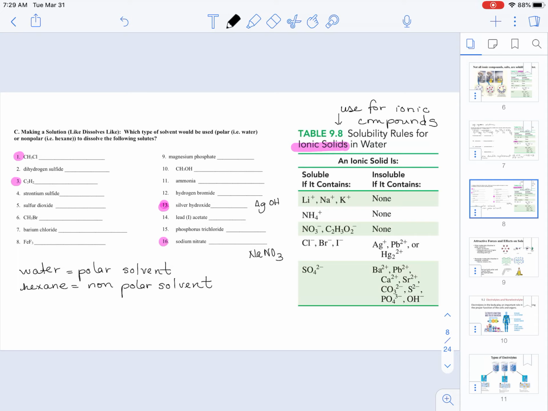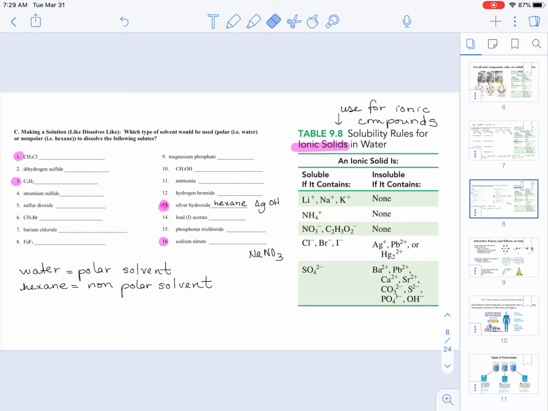So on number 13, we have, as you can see, hydroxide, which is any compound that contains it is going to be insoluble. And that hydroxide is paired with silver. So based on solubility rules, you know that water is not going to be an appropriate solvent for it. So in this case, you will predict that we need hexane as its solvent because this compound is not soluble in water. So it's going to be able to dissolve in a non-polar solvent. Let's deal with the next one.